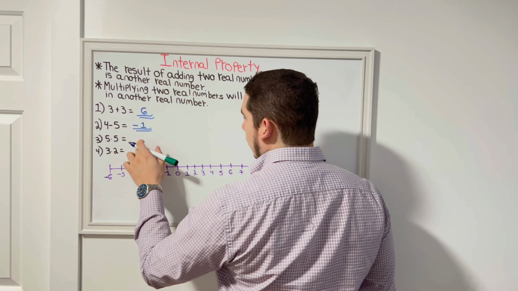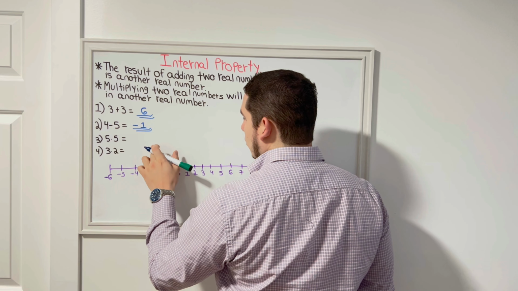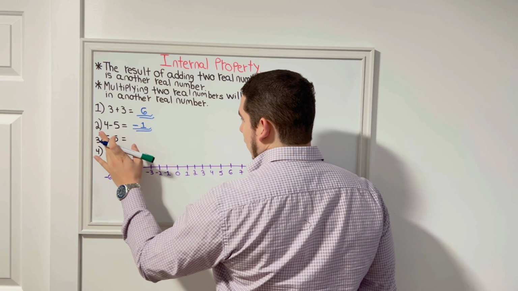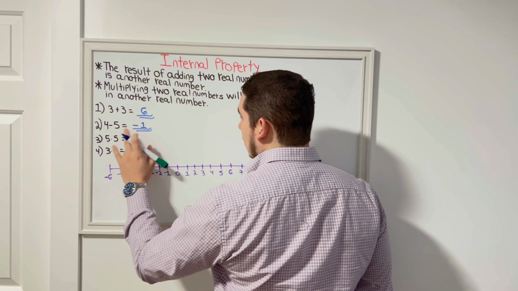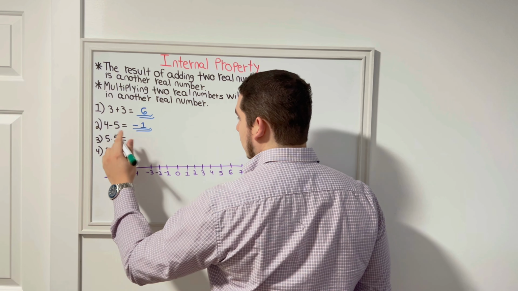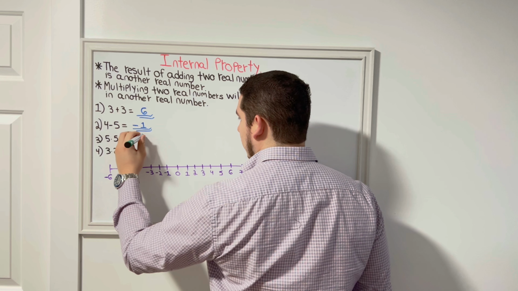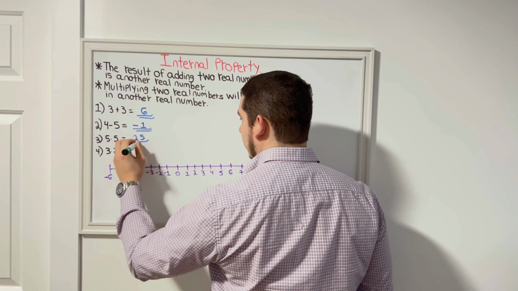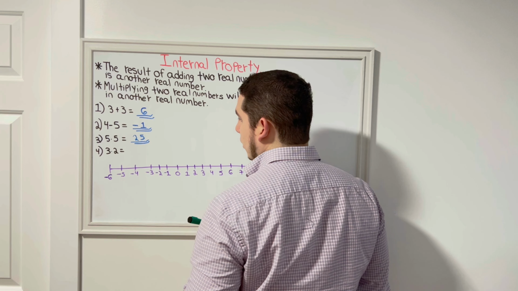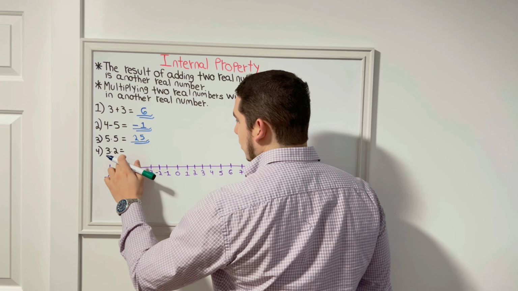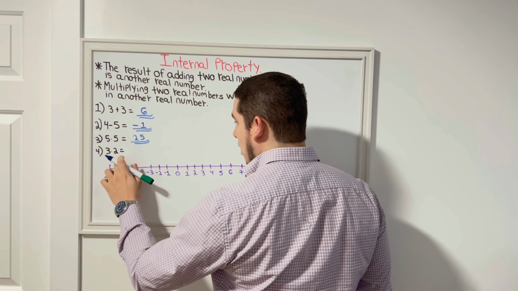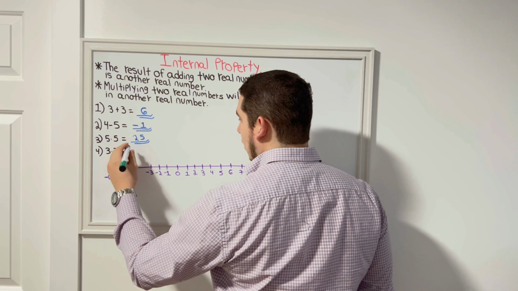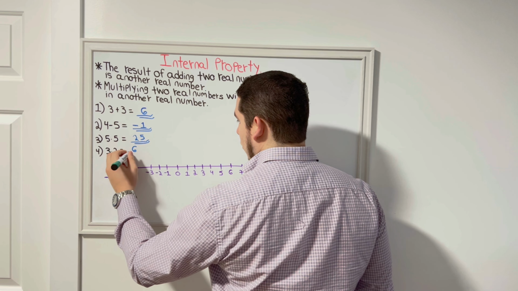Now the next problem is 5 multiplied by another 5. In rules of multiplication and division, we already covered that same signs give a positive number, therefore it is 25. Now the next one is 3 times 2. These have the same signs, therefore this one is also going to be a positive number, which is 6.